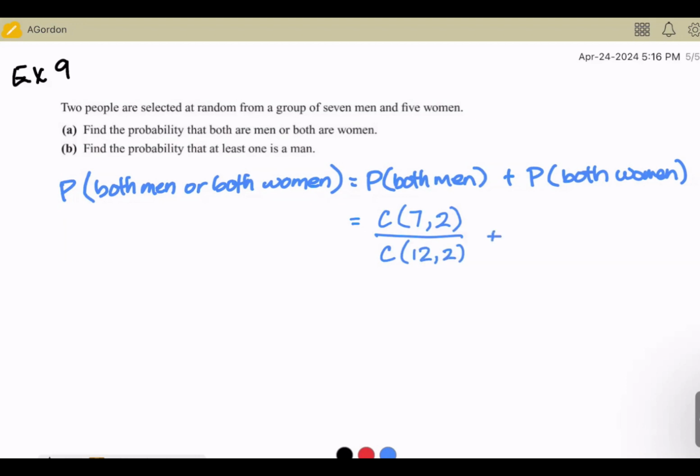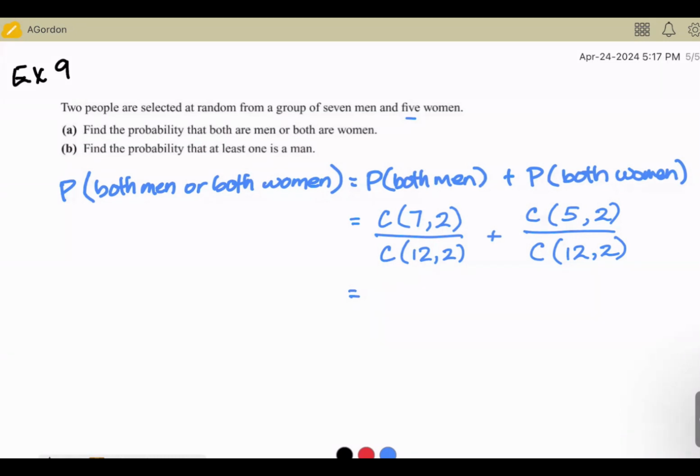So we would do something similar to calculate the probability of choosing them both women. How many ways can we choose 2 women out of how many women in this group? 5. So we've got 5 women and we're choosing 2. We're going to divide that by choosing 2 people out of the whole group. So we'll calculate these and just add them together. That will give us this probability. If you like to use the formula and do it by hand, you can do that. If you've got a calculator that has a button for this, use that calculator.